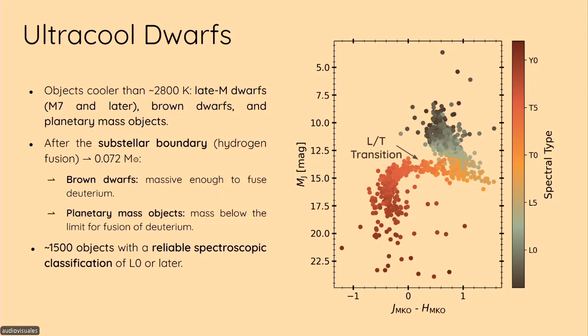And we will go into more detail about this phenomenon later in the talk. But this is because in this LT transition, we have a very strong absorption because of methane in the atmosphere. And because of this, the flux in the H and the K bands is strongly reduced. So the color gets bluer compared to the J band.